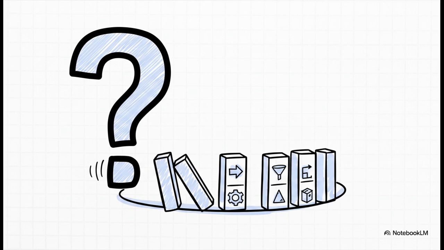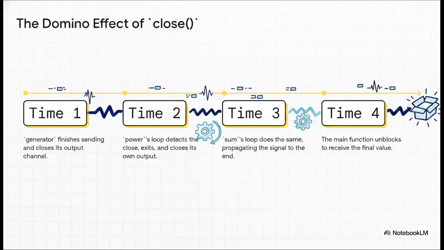And the best way to think about it is like a chain of dominoes. Here's how that domino effect works. When the very first stage, our generator, is done sending all its numbers, it does its one last job. It closes its output channel. That's the first domino falling.